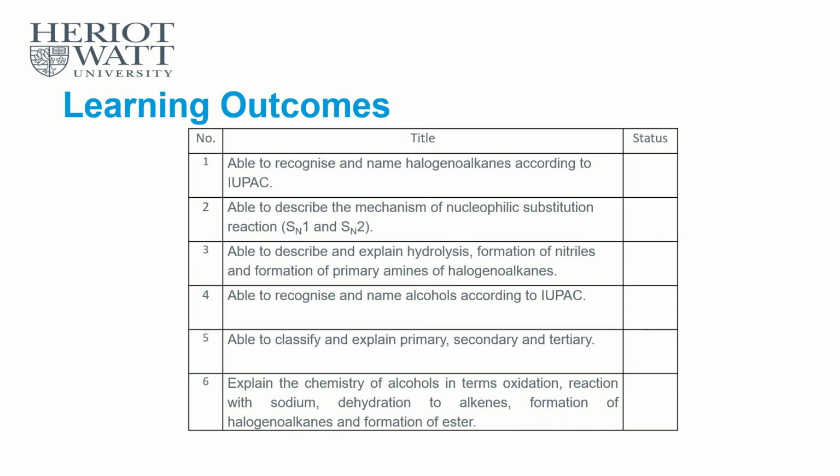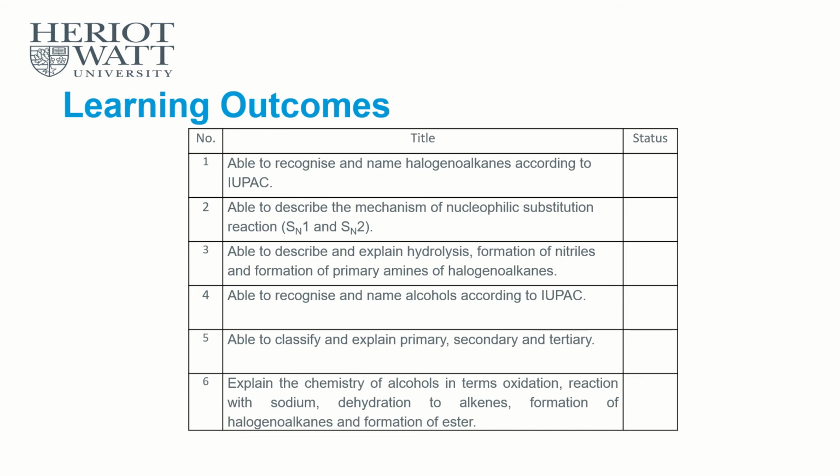The first one is to be able to recognize and name halogen compounds according to the IUPAC system, and to describe the mechanism of nucleophilic substitution, SN1 and SN2, knowing that SN1 is for a tertiary structure, SN2 is for primary and secondary. Now, just for your information, secondary can actually undergo both SN1 and SN2, but preferably SN2 in this case.